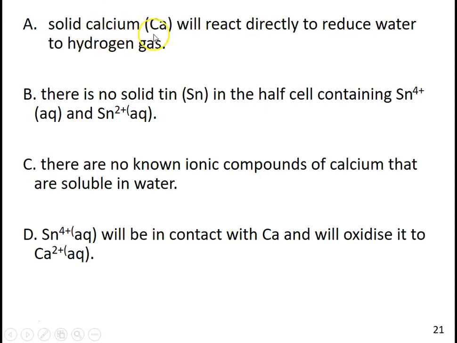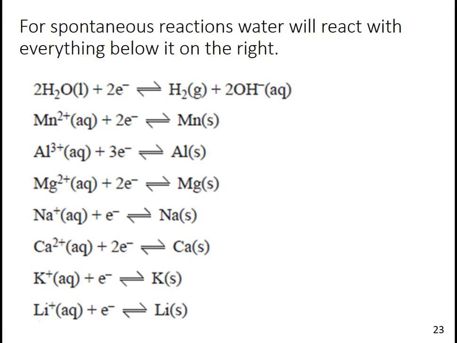Solid calcium, when you look on the electrochemical series, will actually react directly with water to form hydrogen gas. So solid calcium, in fact any of these metals, will react with water to form hydrogen gas. So you're not going to get the electrons going through the wire if you set up these two half cells. The half cell itself is having a reaction.